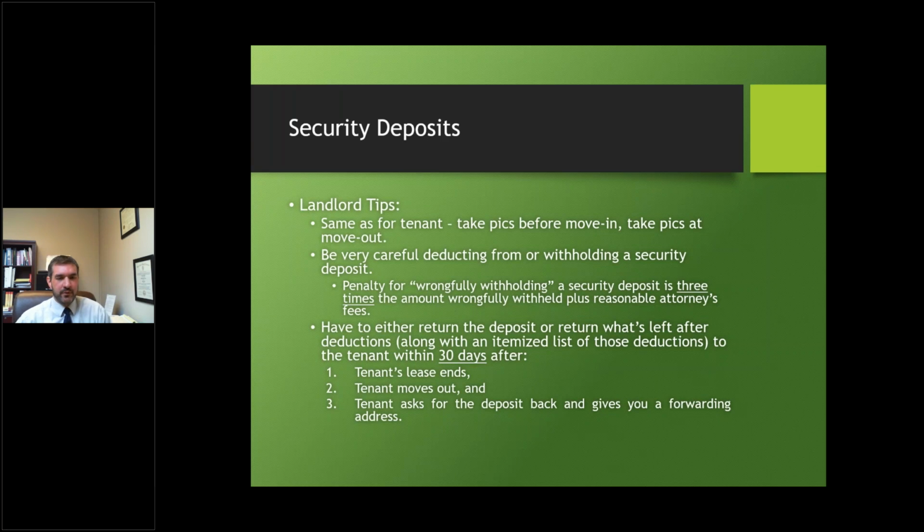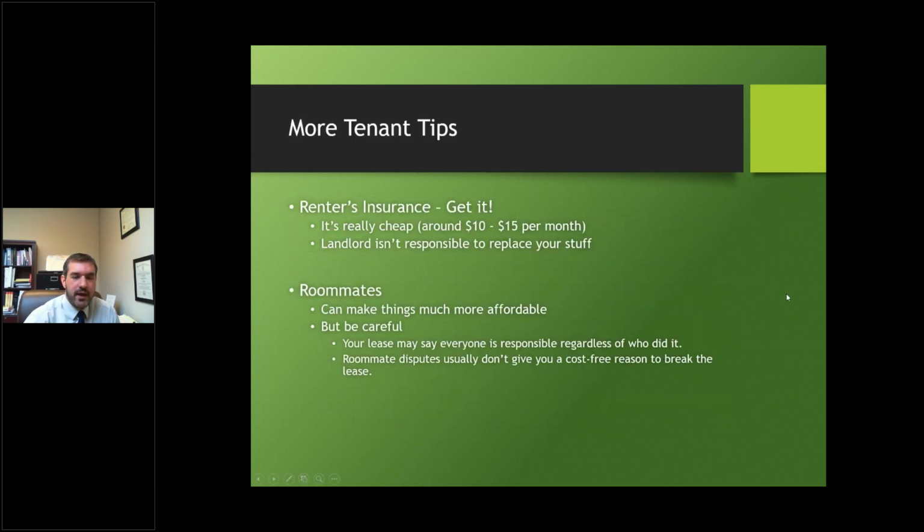And then the final point just gives the timeline. So it's 30 days generally after the tenant moves out and asks for the money back and gives a forwarding address. That's the key thing, that the tenant needs to provide a forwarding address for those security deposits. And then just a general tip, this doesn't really have anything to do with the law, but renter's insurance is really cheap, and the landlord is not responsible for replacing the contents of the apartment.